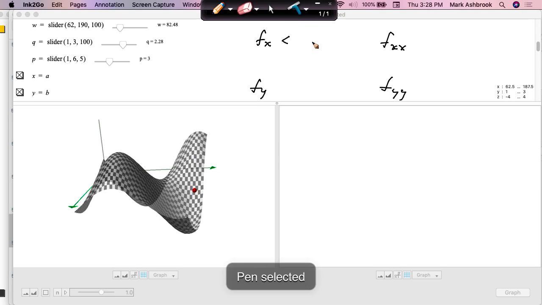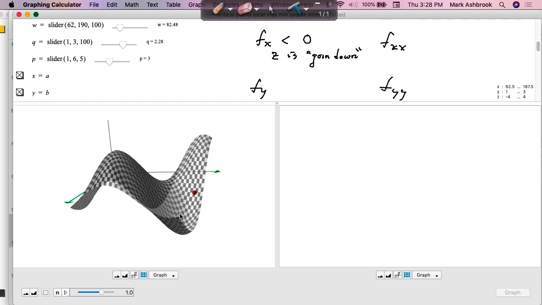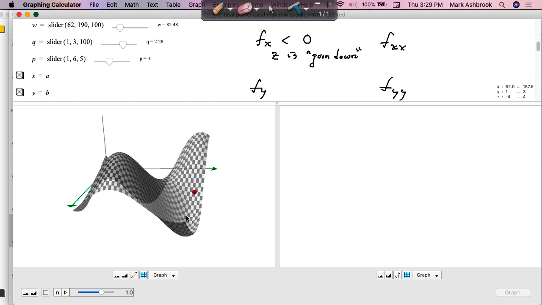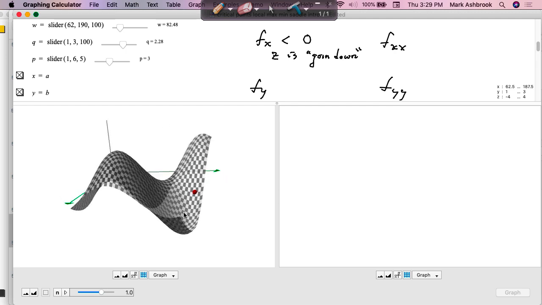z is going down. All right, what about f_xx? Should we do f_xx? How do you want me to change this so you can see it? Which way do you want to look? Do you want a constant y plane or a constant x plane?